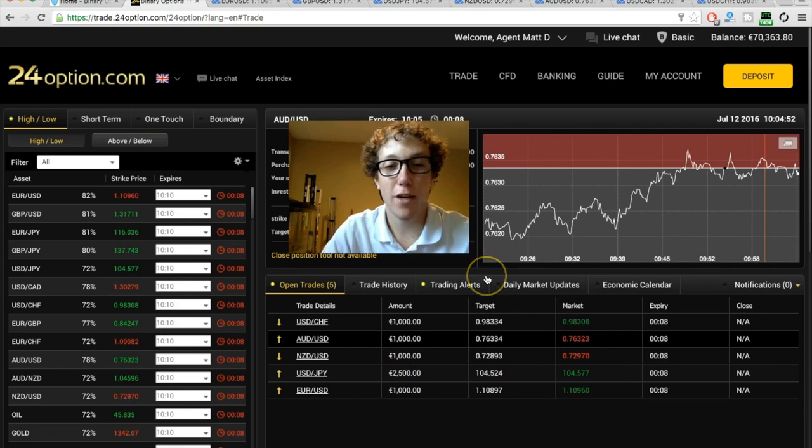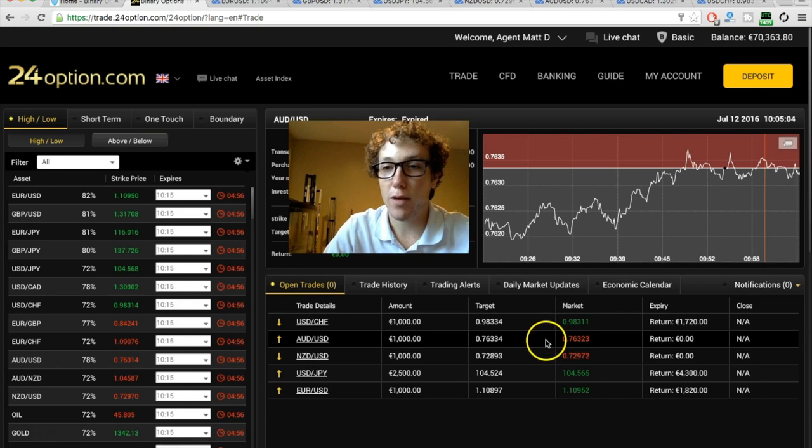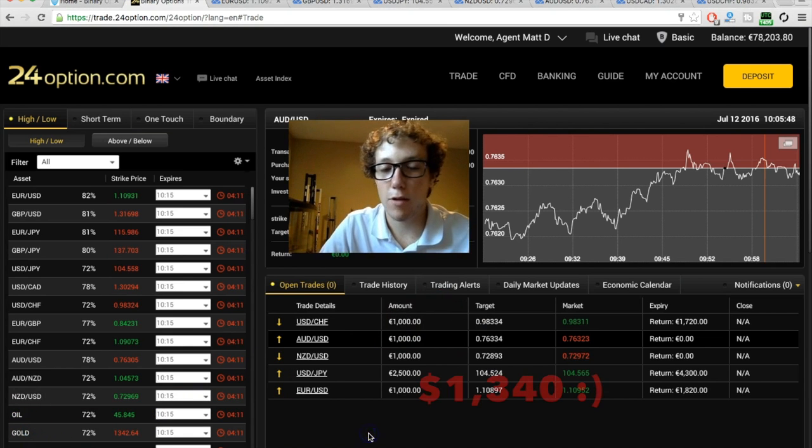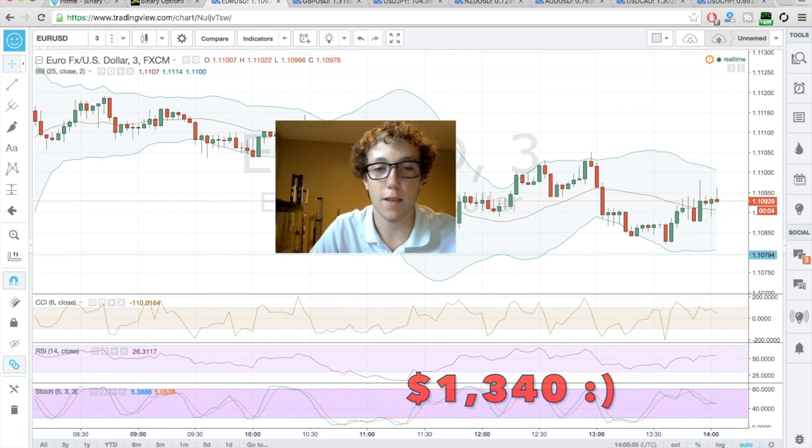Once all these expire, we're going to go back and reevaluate all the charts again to see if there's any new good trends developing. And as you can see, there's a couple of trend reversals here that we're going to try to hop onto and profit. Alright, so all my trades just closed here, and let's calculate the profits real quick. Okay, so that was just a quick $1,340. Not bad to start off the day. Let's go check out the charts again and see if there's anything good.